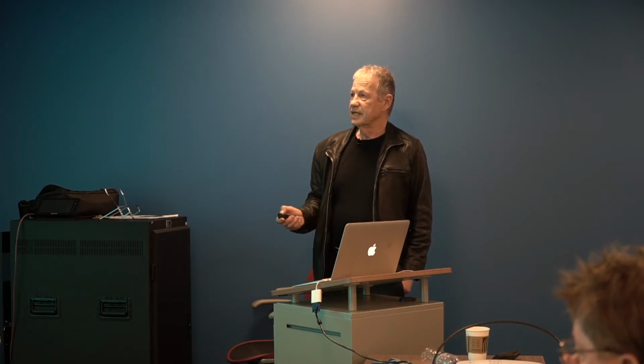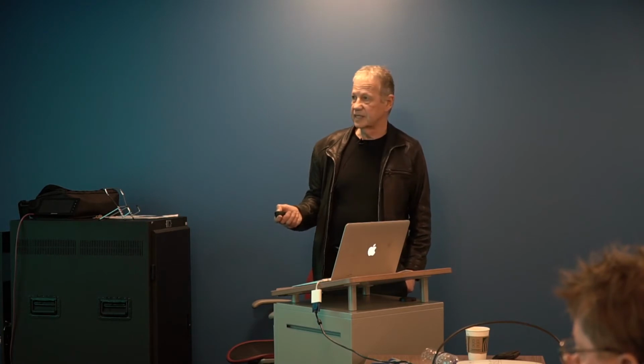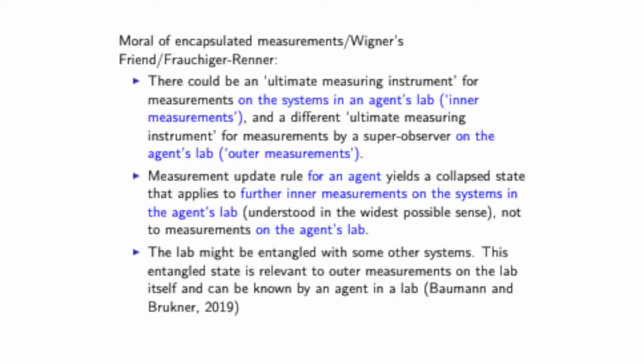Well, there could be an ultimate measuring instrument for measurements on the system in the agent's lab. This is really just repeating in a way what Chaslov said, because I agree with that. Maybe it's putting it slightly differently. So there could be an ultimate measurement for measurements on the systems in an agent's lab. I'm going to call those inner measurements, and a different ultimate measuring instrument for measurements by a super observer on the agent's lab, call those outer measurements.